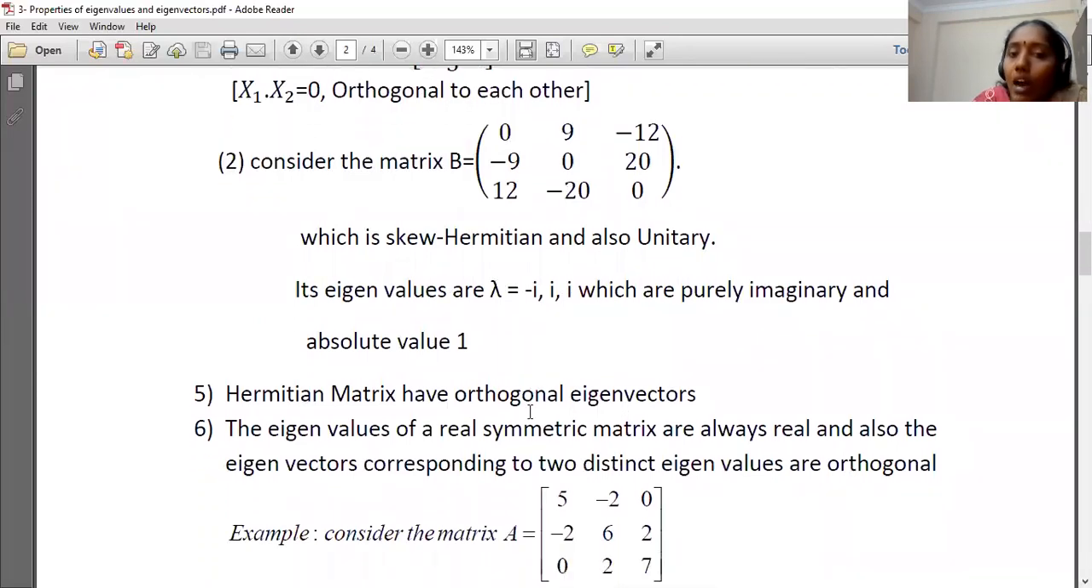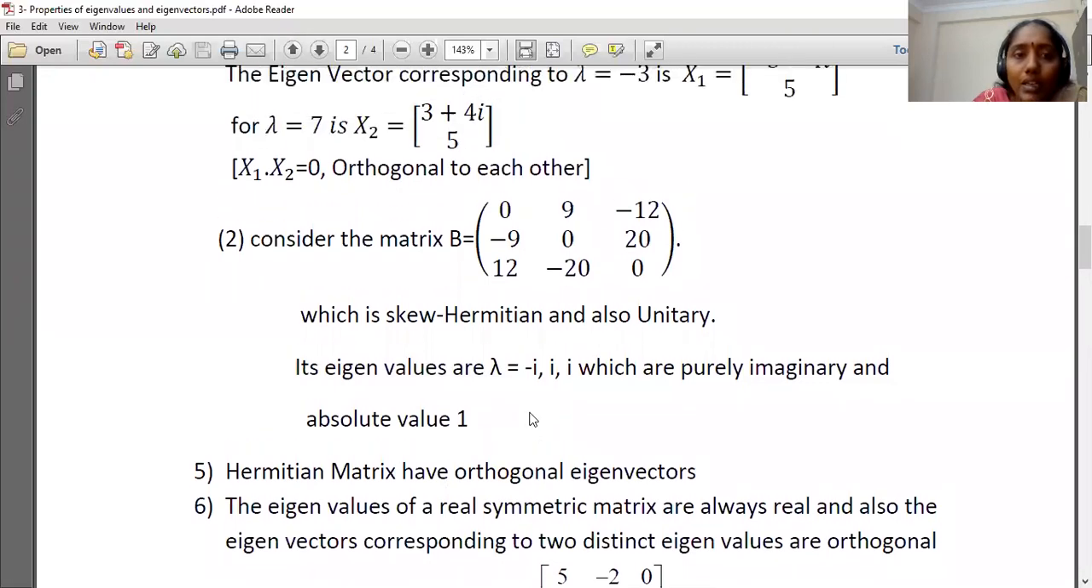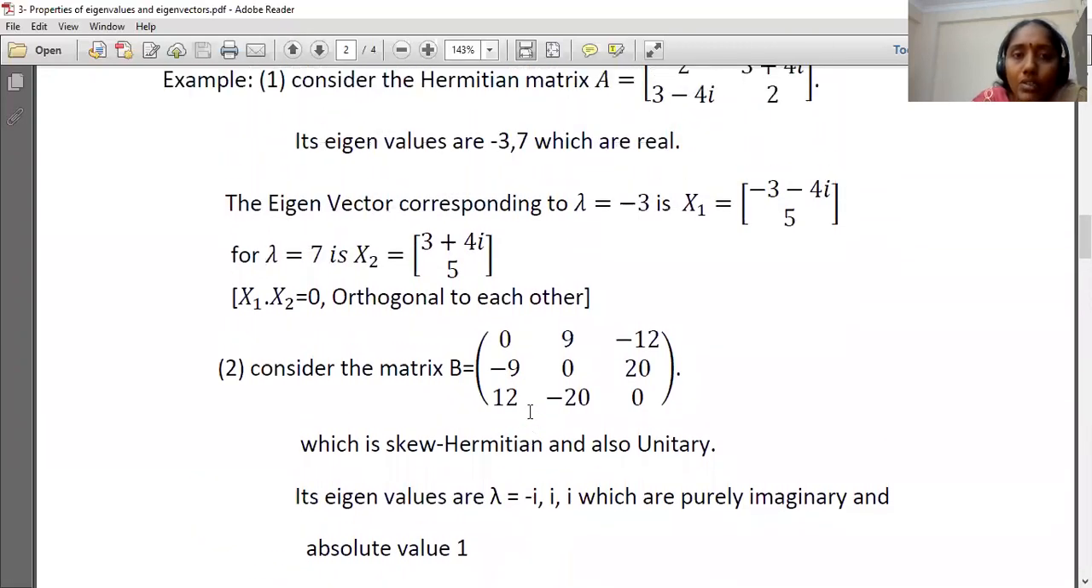Hermitian matrices have orthogonal eigenvectors. Hermitian matrices have real eigenvalues, and the eigenvectors corresponding to those eigenvalues are orthogonal. It's already here, one example is given. Here 3, minus 3 and 7 are the real eigenvalues. Corresponding to these eigenvalues are the eigenvectors minus 3 minus 4i, 5, and 3 plus 4i, 5.